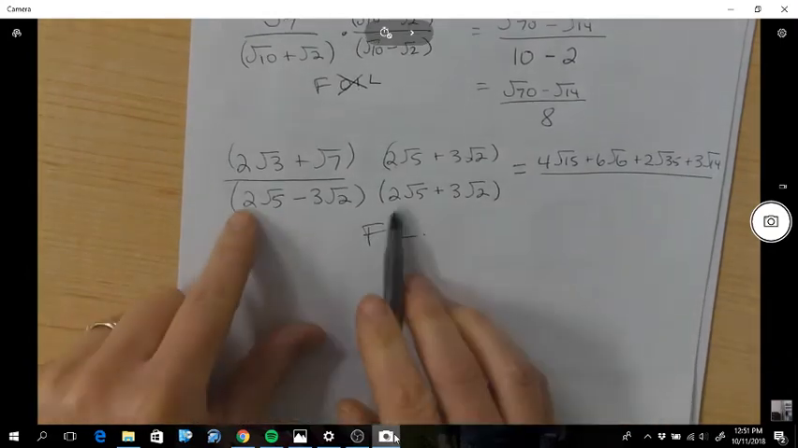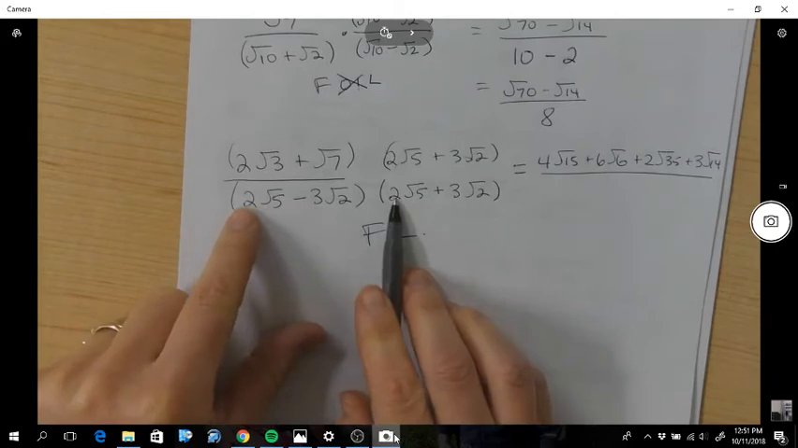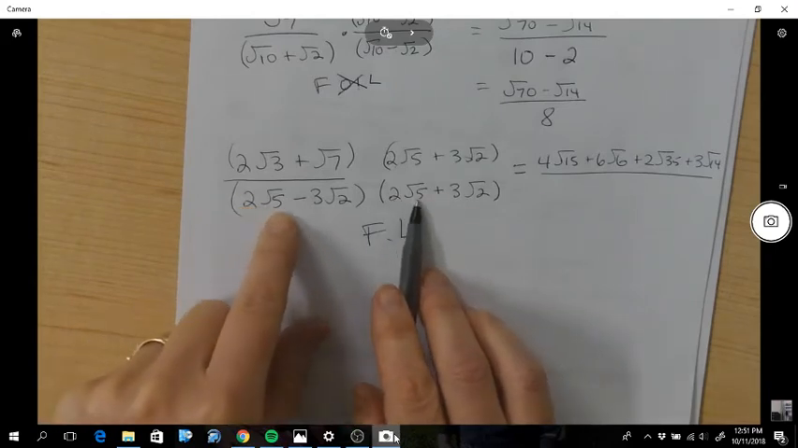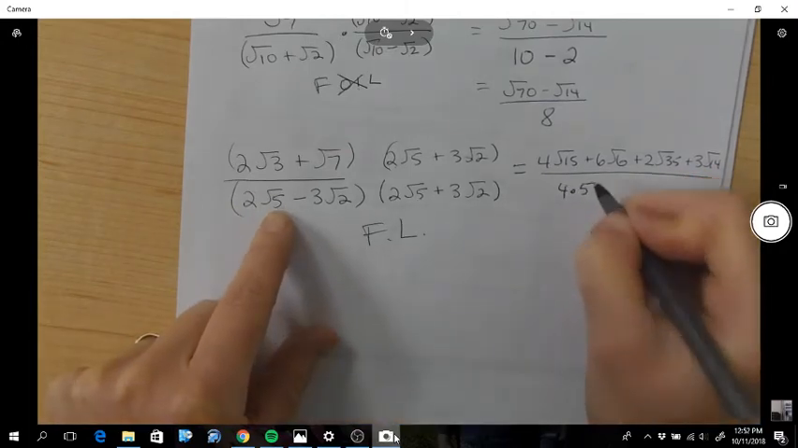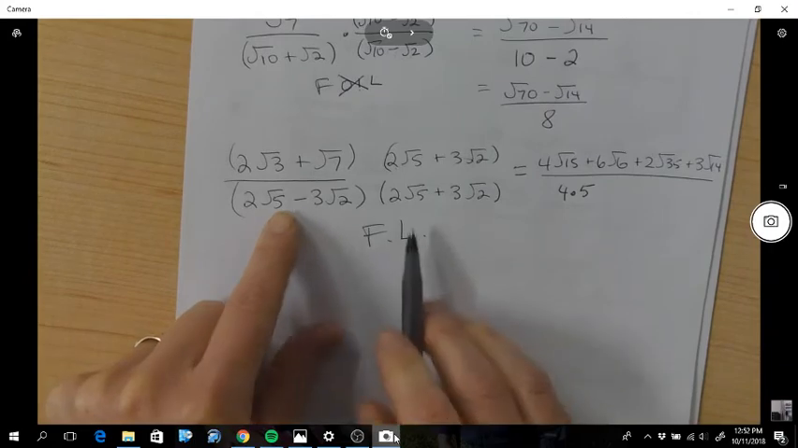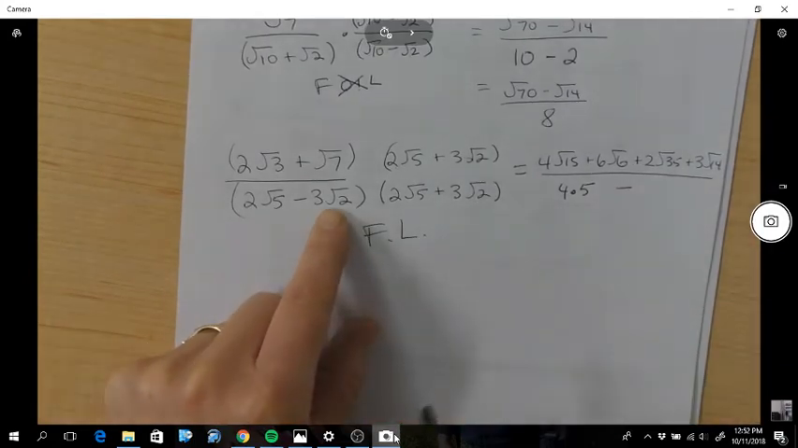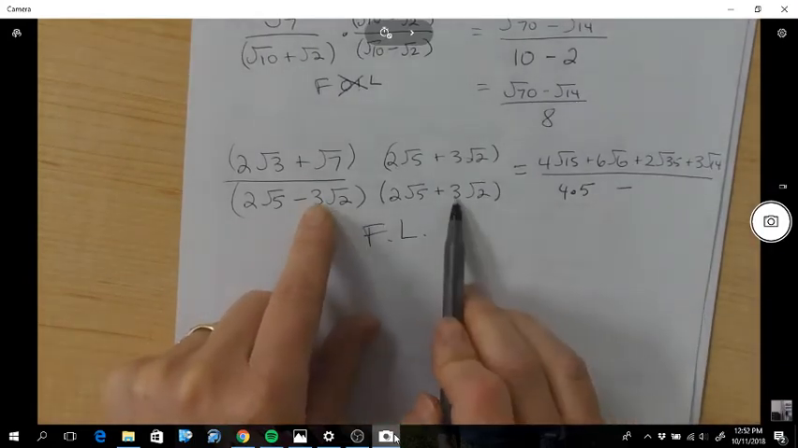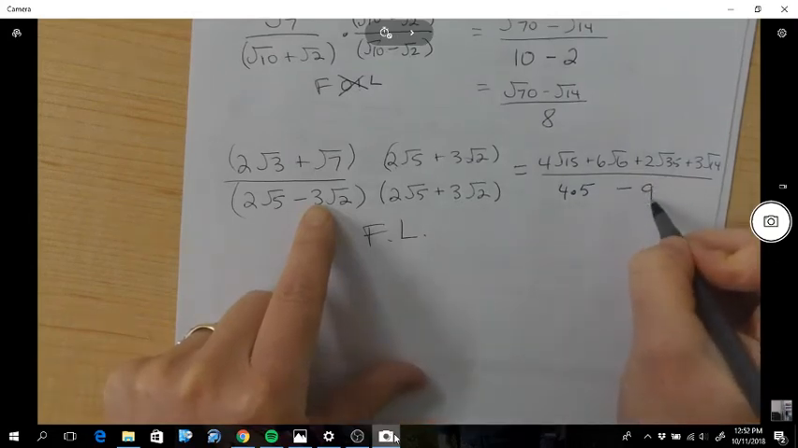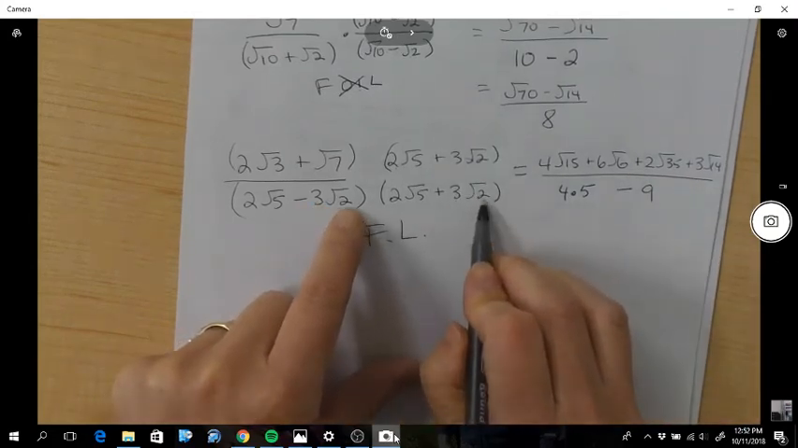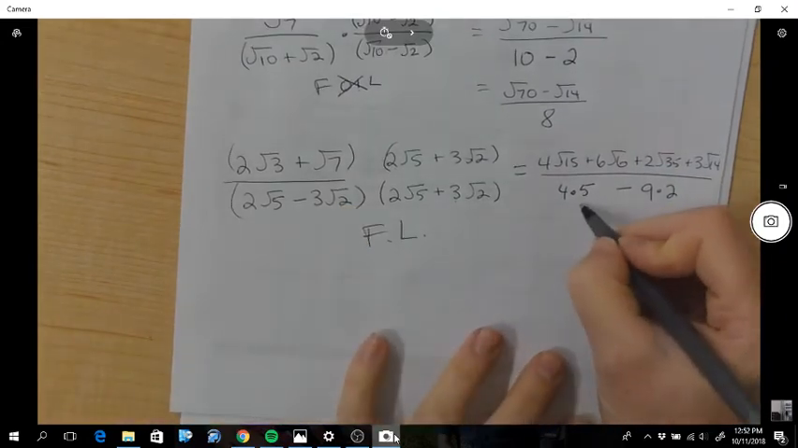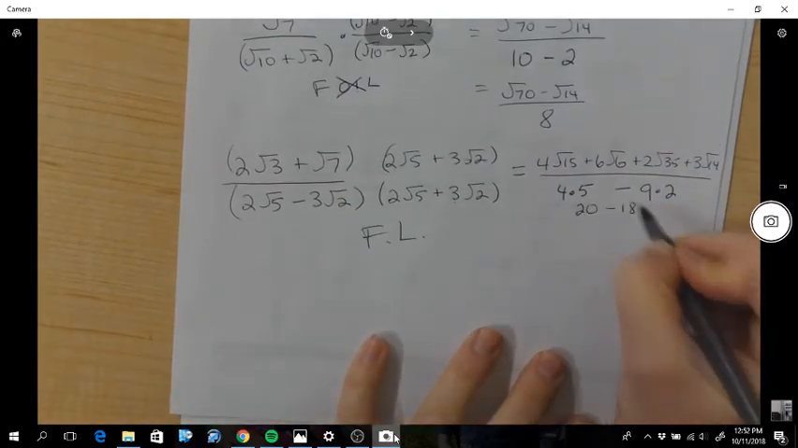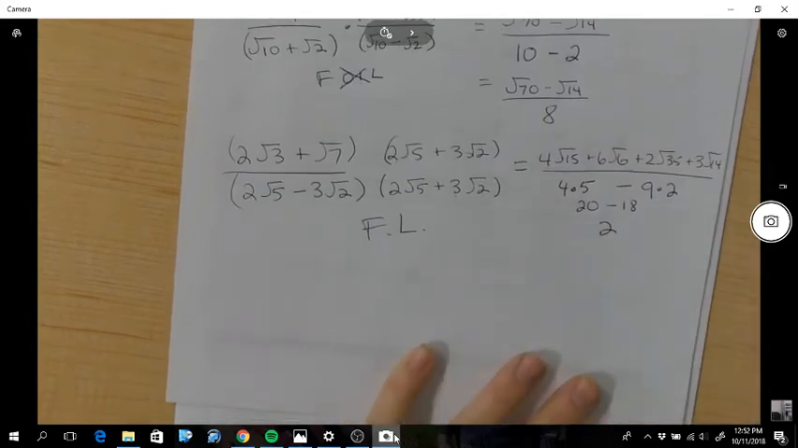So first times first. So this is 2 times 2, which is 4. And the root 5 times the root 5 cancels to be a 5. The last, that's going to be a negative because plus minus. 3 times 3 is out front, so that's 9. And the root 2 times root 2 becomes just a 2. So this is 20 subtract 18, which is 2.